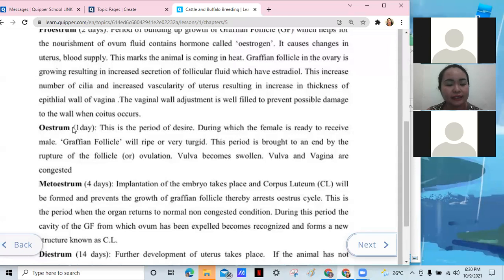So next is just for 1 day, the estrum. This is the period of desire, during which the female is ready now for the male. So the Graafian follicle this time is dry and turgid, and brought about to an end by the rupture or ovulation. So ma-ovulate na yung follicle, and then swelling of the vulva. So magbugdo na ng vulva ni mother, ni cow or ni buffalo, and vulva and vagina are congested.